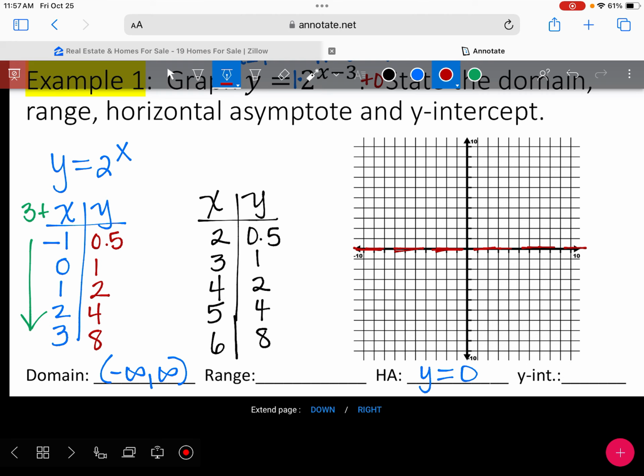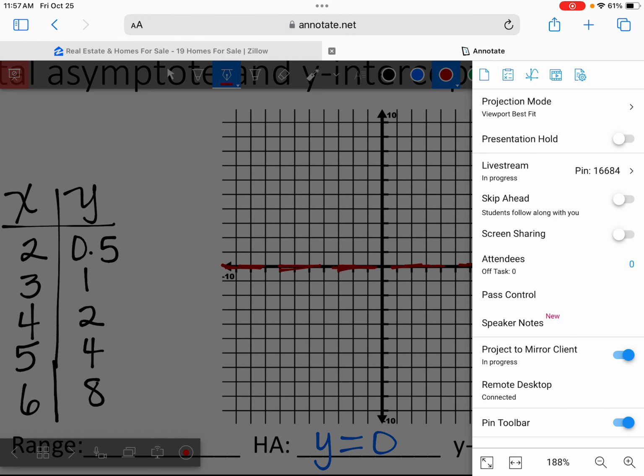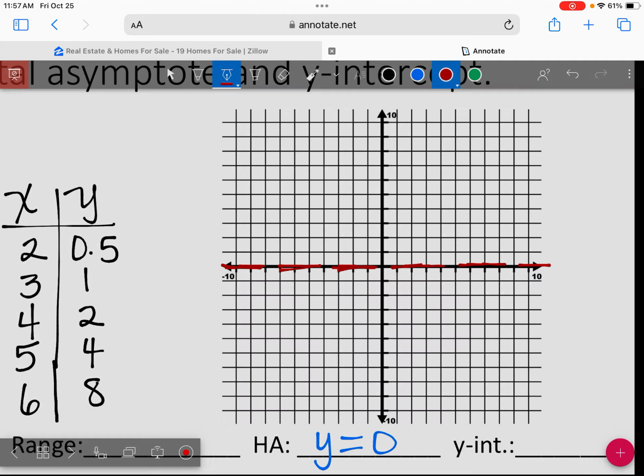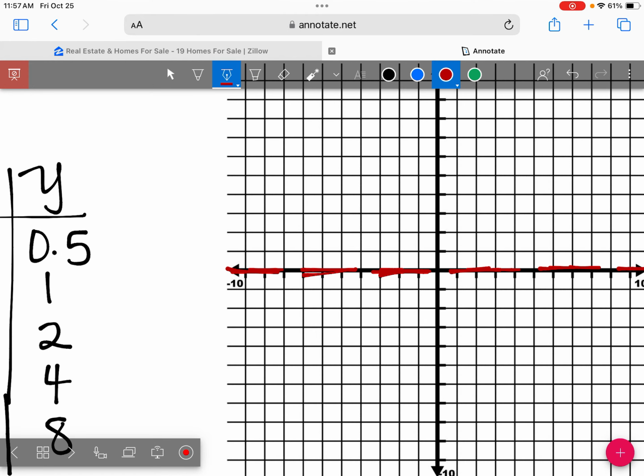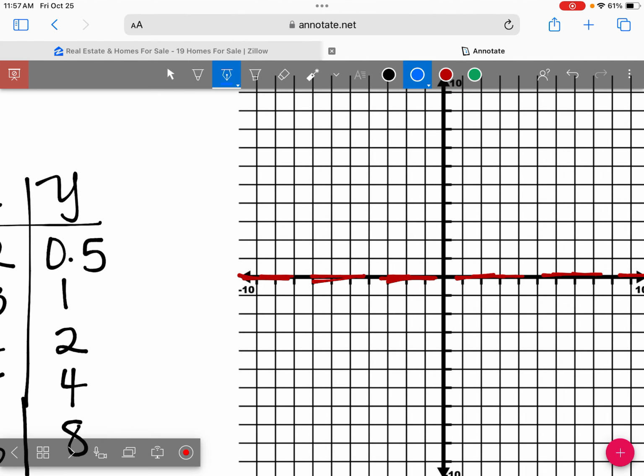So now let's go ahead and graph these points. Go ahead and freeze the screen. So I'm going to graph a point at 2, .5. So 2, .5, that's right above my asymptote. And then I have one at 3, 1. And then at 4, 2. And then 5 up 4. And then 6 up 8.